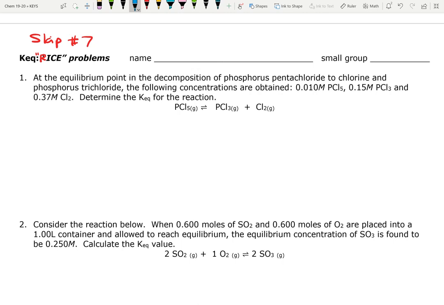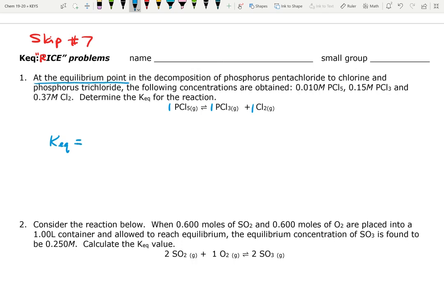The first thing here, number 1, is just a problem to remind you, if you need to be reminded, about how we set up KEQ problems. First of all, remember that they need to be balanced equations because those coefficients become part of the expression. For this problem, we're already at equilibrium. So the question starts out at the equilibrium point.